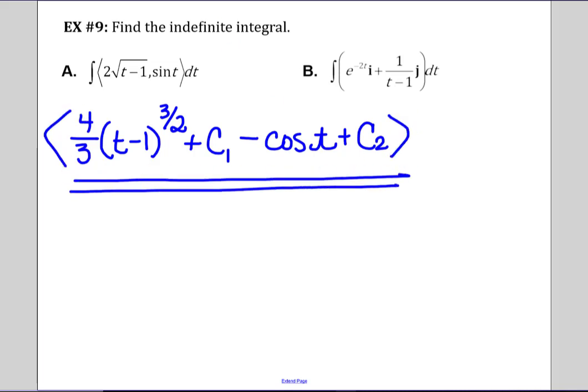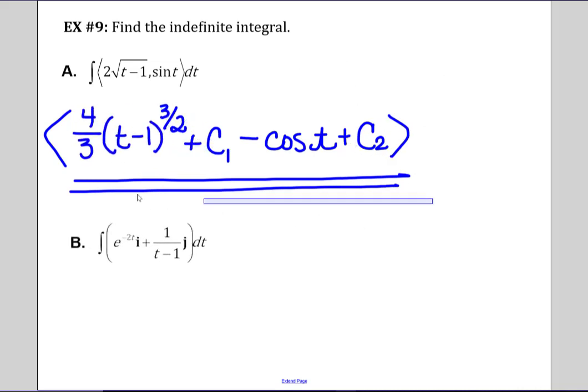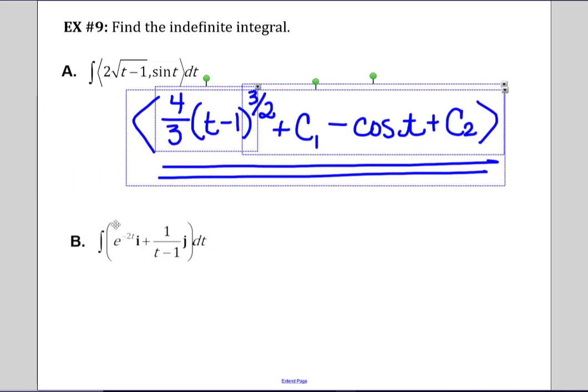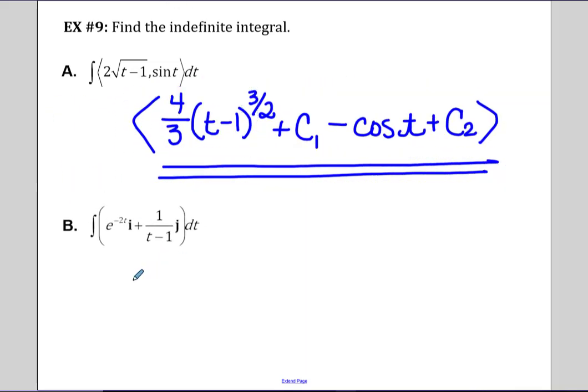And then part B, our indefinite integral is negative 1/2 e to the negative 2t plus a constant. And then this one's going to be, let's see, that's integration by parts there, isn't it? We need t minus 1.